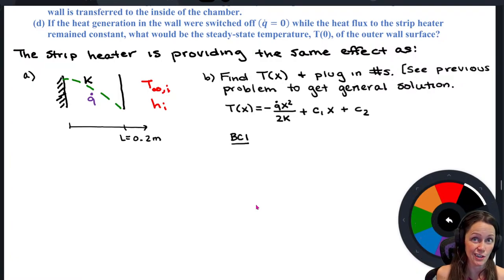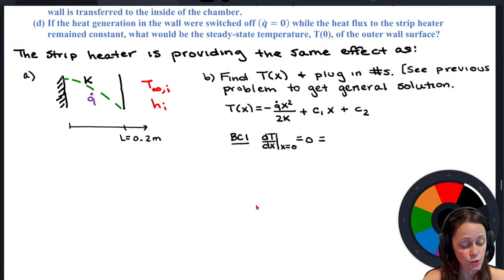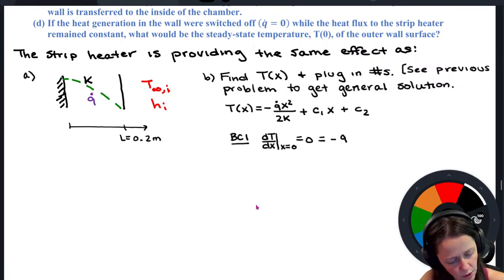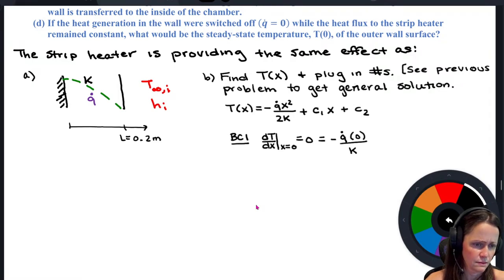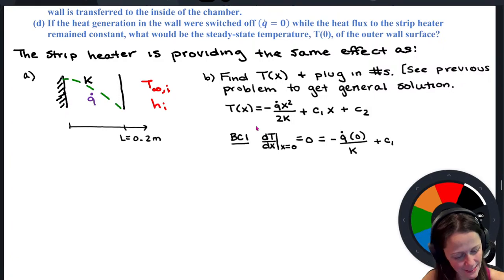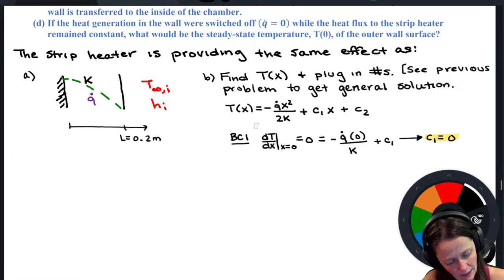And now I'm going to get my first boundary condition. So the first boundary condition is that I've got no heat transfer at x equals 0. So dT/dx at x equals 0 has got to be equal to 0. And so my derivative of this guy is going to give me negative Q dot X over K. Right? Is that it? I feel like I'm missing something. Plus my C1. So all that's going to give me is that C1 has to be equal to 0. I'm going to highlight my general solution.